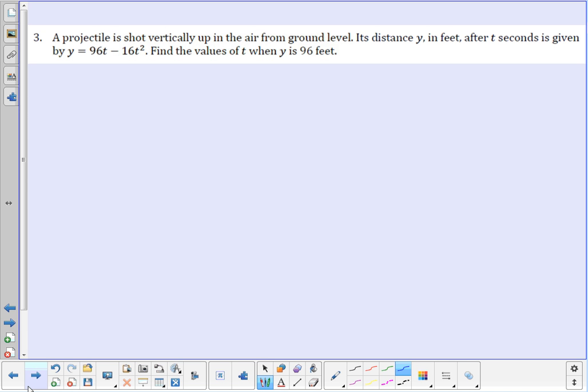In number 3, it says a projectile is shot up vertically up in the air from ground level. Its distance y in feet after t seconds is given by that equation. Find values of t when y is 96 feet. So we are given a y value here, so I can plug a y value in for that, and it says find values of t. So this finding values of t tells me that I need to solve. So I'm going to solve this equation.